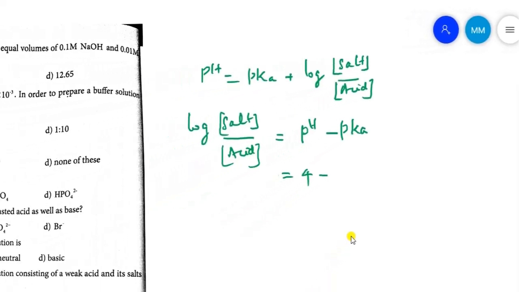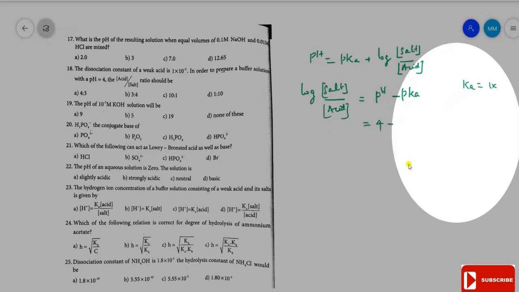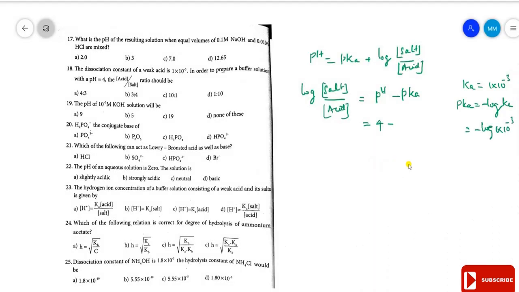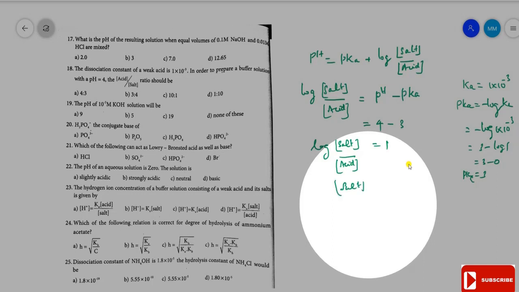Instead of pKa, the Ka value is given. The Ka is equal to 1 into 10 power minus 3. Therefore, the pKa is equal to minus log Ka, which is minus log 1 into 10 power minus 3. So this is equal to 3 minus log 1, which is 3 minus 0. So pKa value is 3. This combination is 1. So log of salt concentration divided by acid concentration is equal to 1. The ratio of salt divided by acid is equal to 10, since log 10 is equal to 1.